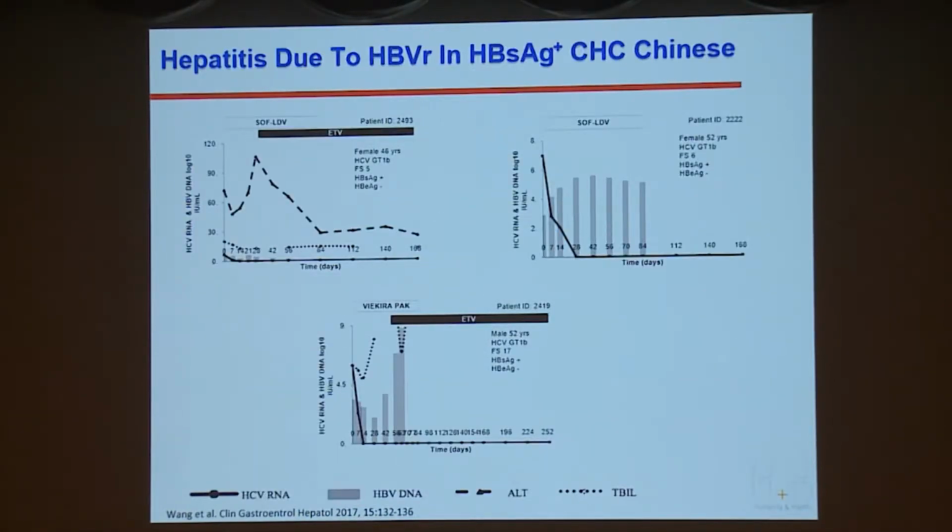What we observed was hepatitis due to HBV reactivation in surface antigen positive Chinese patients with chronic hepatitis C. These are 3 subjects who suffered from hepatitis due to HBV reactivation. Because this was a prospective study, we measured HBV DNA and characterized the sequence of events in those patients who were surface antigen positive, also had hepatitis C, and were treated with DAA therapy. As you can see here, one of the patients suffered from very serious fulminant hepatic failure, and he recovered with the prompt administration of the nucleoside analog entecavir.